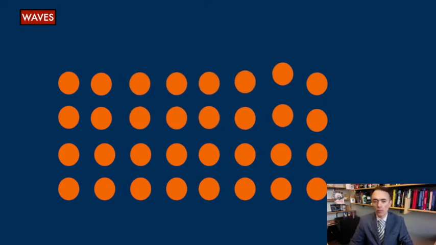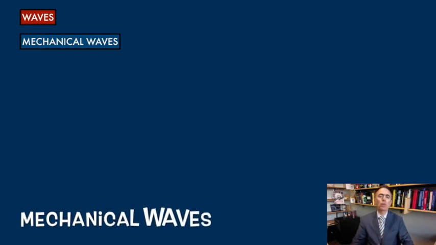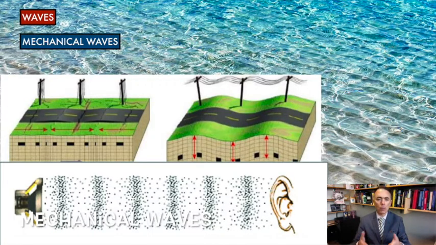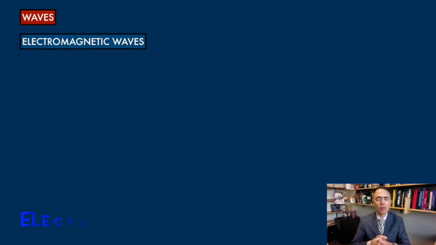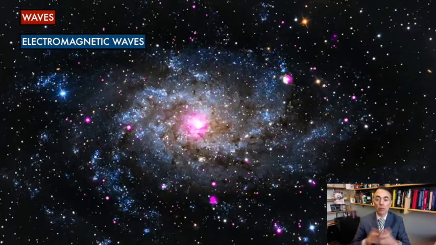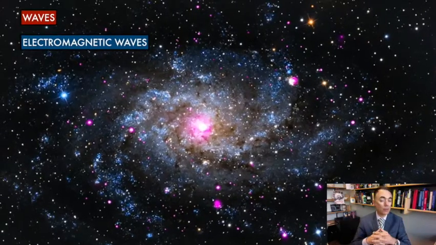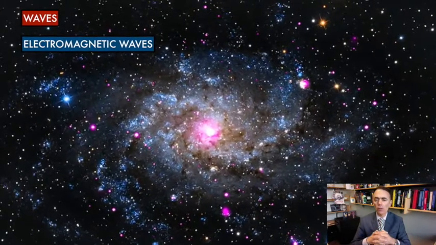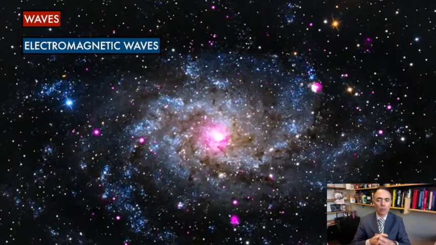There are different types of waves. Mechanical waves propagate through a medium such as air, water, land. Sound, ocean waves, earthquakes are just a few examples of mechanical waves. There are also the electromagnetic waves. These don't need the medium to propagate. They can travel through the vacuum of outer space. They are oscillations of the electric and magnetic fields.